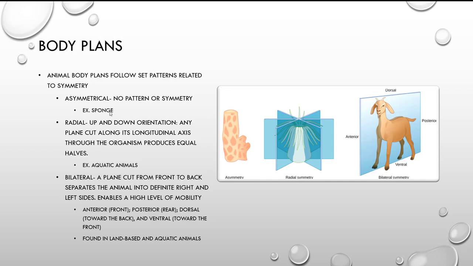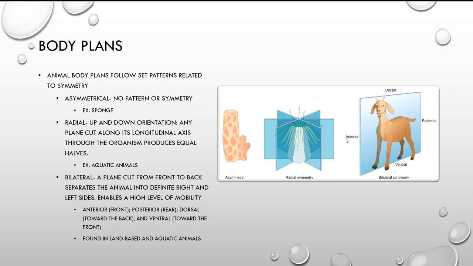But you can see that it's asymmetrical. If I was to cut it vertically, the halves would not be equal. If I cut it horizontally, the halves would not be equal. So any way I cut this, I would not receive equal sides. That's why we call it asymmetrical.